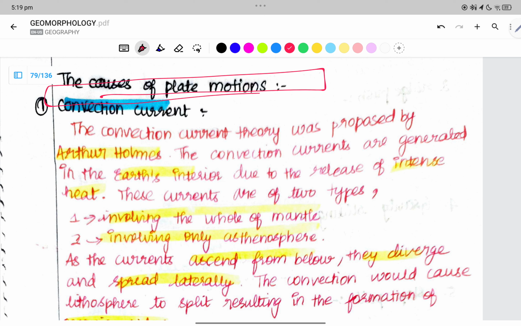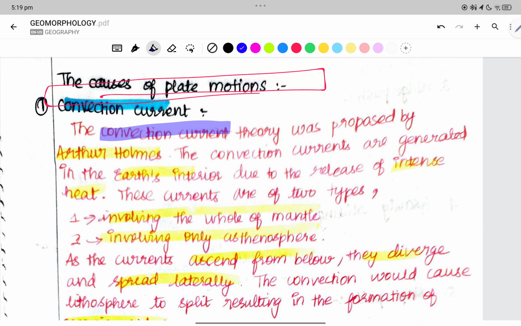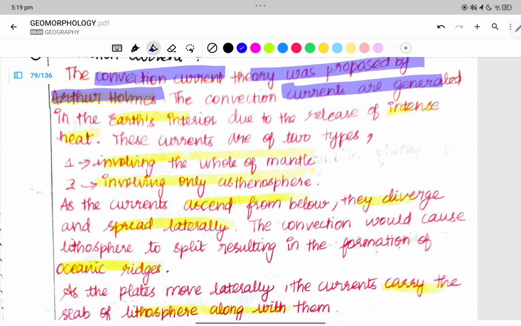What are the causes of the plate movements? First, we have the convection current. This theory was proposed by Arthur Holmes. The convection currents are generated in the Earth's interior due to the release of intense heat.